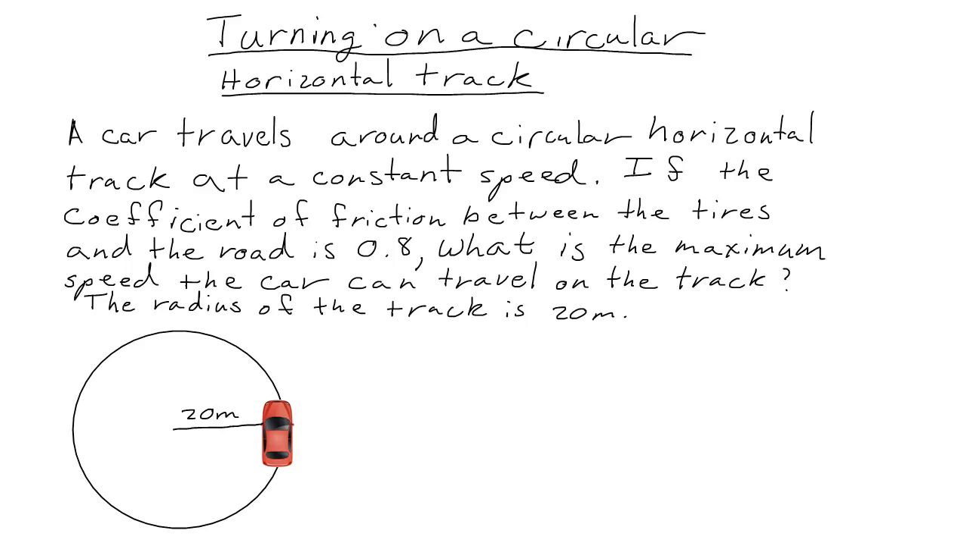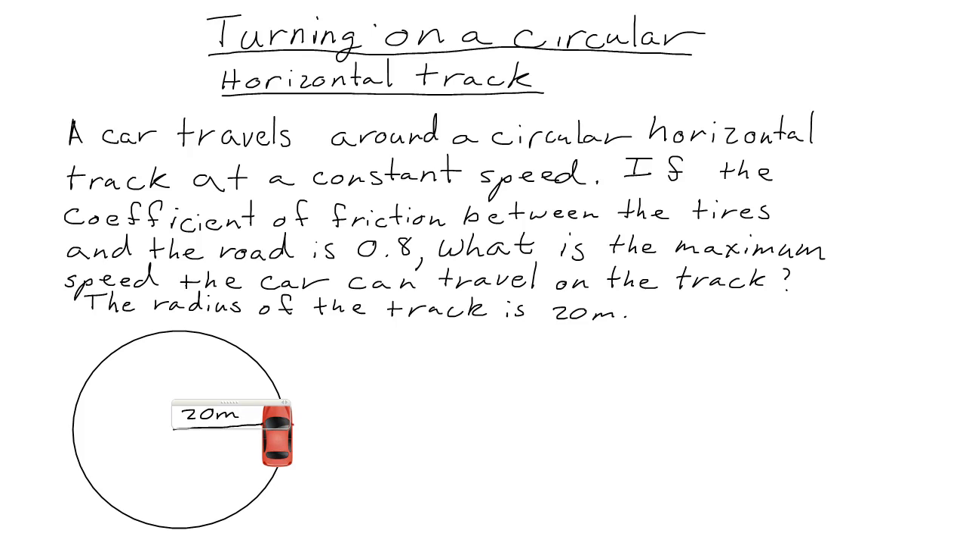In this video, I'm going to walk you through a typical circular motion problem involving a car traveling around a circular track. So this problem tells us that we have a car that's traveling around a circular horizontal track at a constant speed. And it tells us that we have a coefficient of friction between the tires and the road of 0.8, and we want to know what the maximum speed of the car is around the track. So how fast can the car go without spinning off the track? And we're told that the track has a radius of 20 meters.